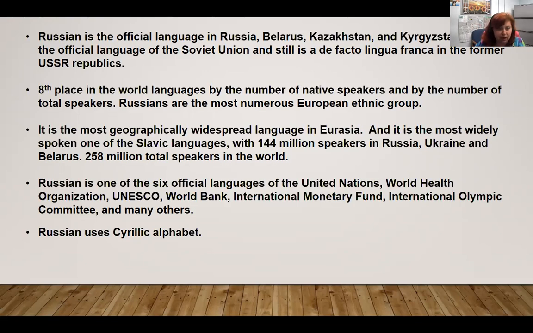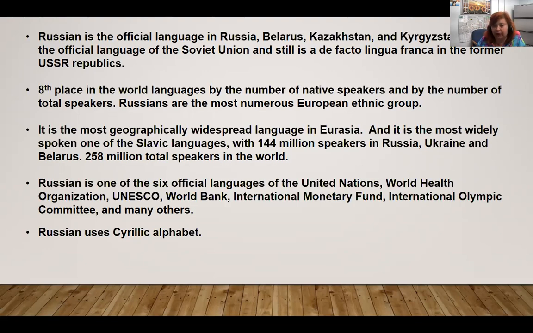So Russian is one of the 6 official languages of the United Nations, World Health Organization, UNESCO, World Bank, International Monetary Fund, International Olympic Committee, and many others.